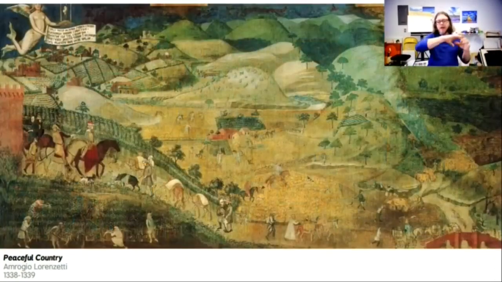Then, on the outside of the walls, so on the right, this is the right side of that big giant mural, we have the peaceful country. This represents a pretty accurate depiction of the countryside surrounding the city of Siena. We have villas, we have old castles, we've got lots of farmland.